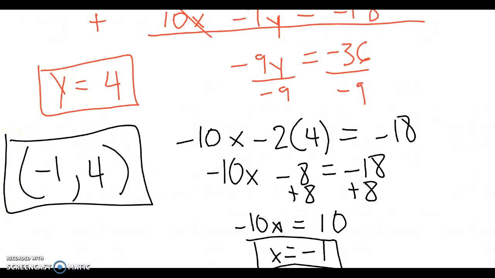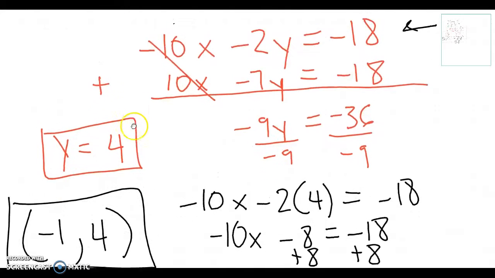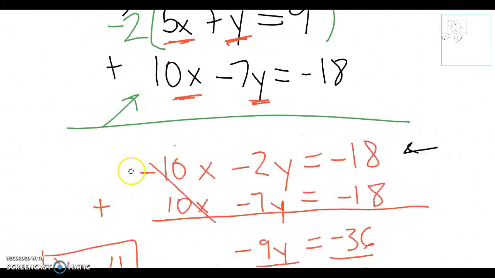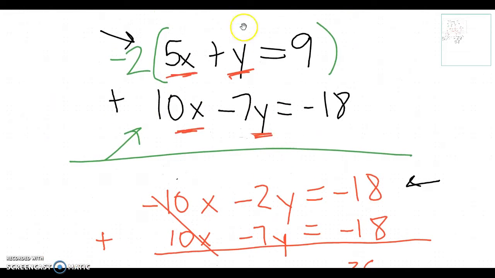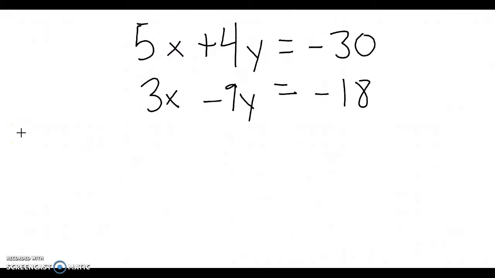So that's the second type, where you have to take one of the equations and multiply it by a number so that you can cancel these, because you want one number to be the same but opposite. Let's see the last type. Okay, so here's the last type.